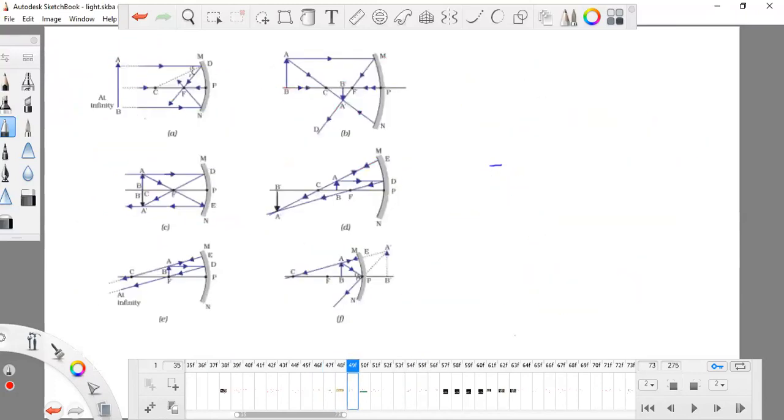So in all these cases we studied, the image is forming very diminished. This was our object and the image is getting increased. This was our object and this was our image. Both are of the same size. And this was our object and this was our image, so it is getting enlarged. On this side this was our object and we are not able to find the image, but we said that it will be very large.